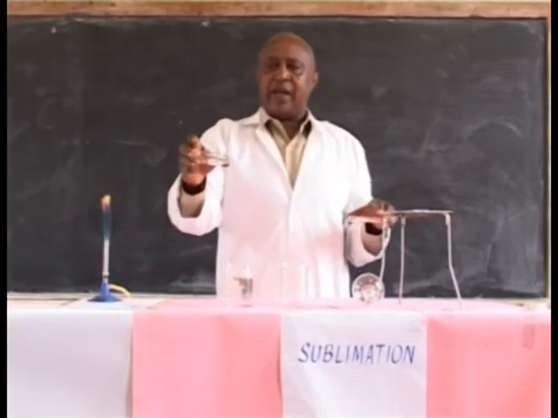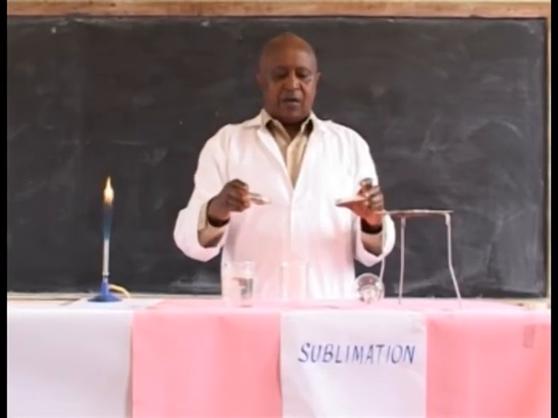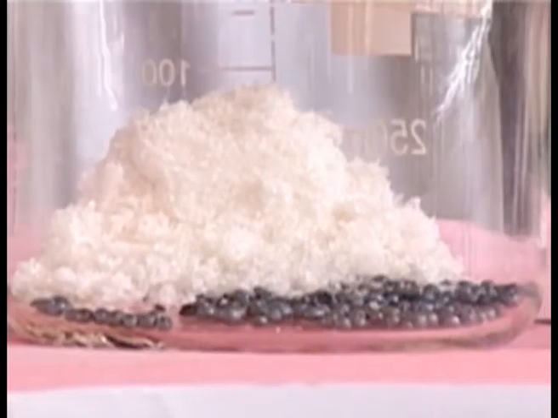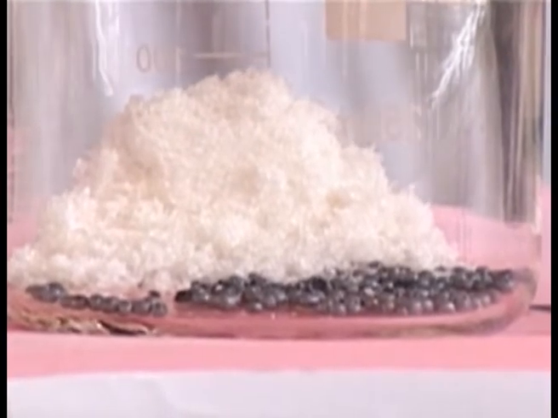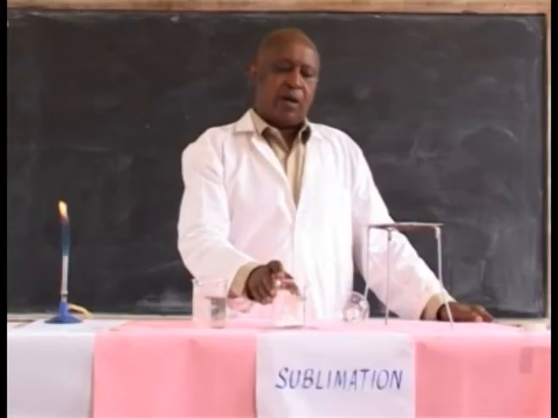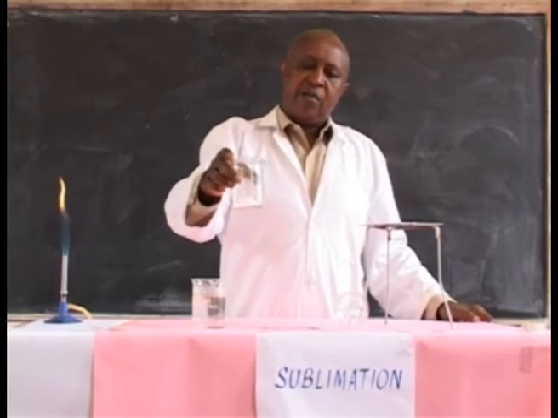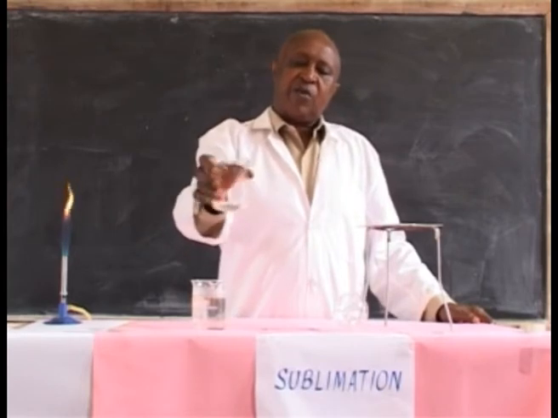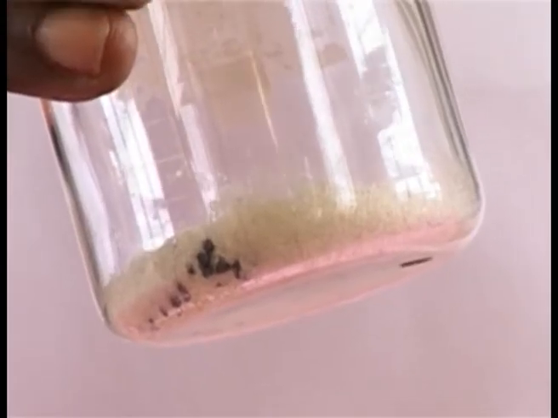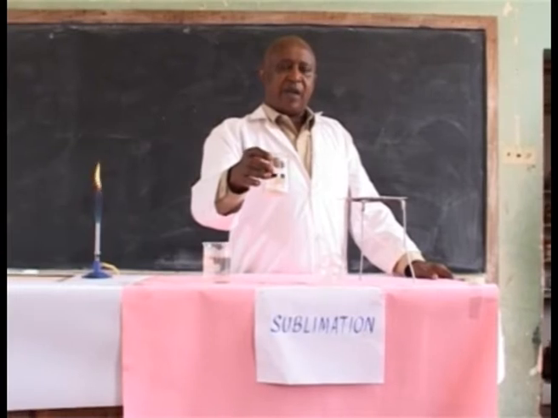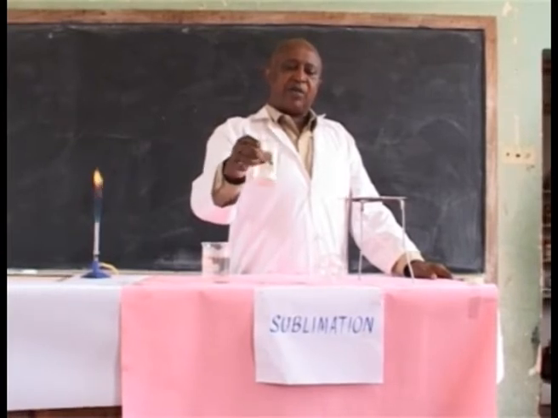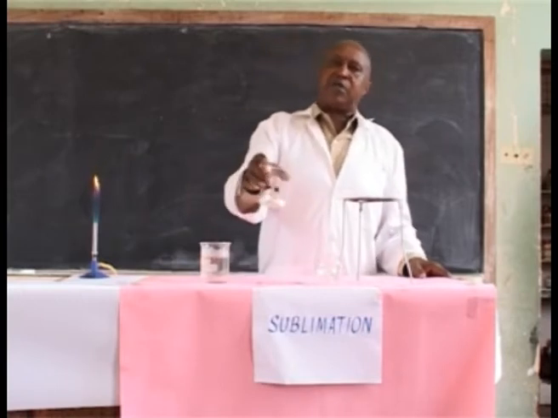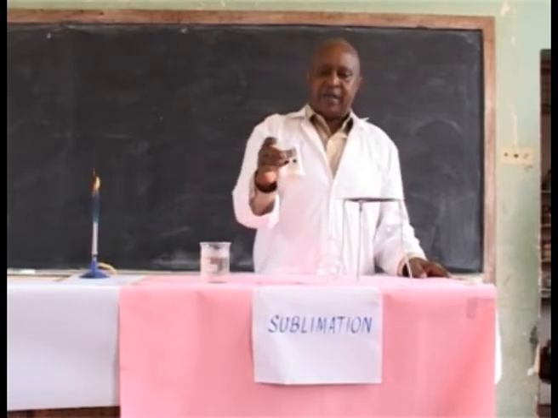Mix the iodine crystals with the sodium chloride salt into a beaker and shake well to mix. We have our mixture here, but by shaking, you will mix up the salt with the iodine to form a mixture of iodine crystals and sodium chloride crystals, which we shall attempt to separate by a process of sublimation.